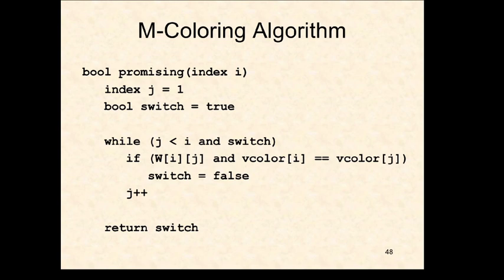So I'm going to check our vertex A and vertex I and vertex j. Are they adjacent? And do they have the same color? If they do, we violated constraints. If not, we keep on going and we check every other vertex that's already been colored.